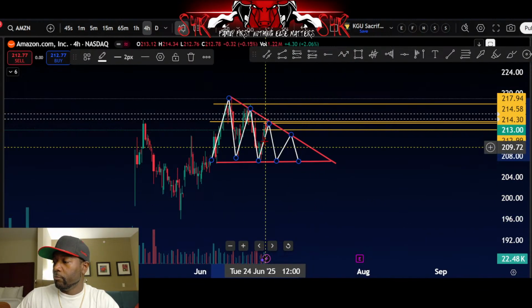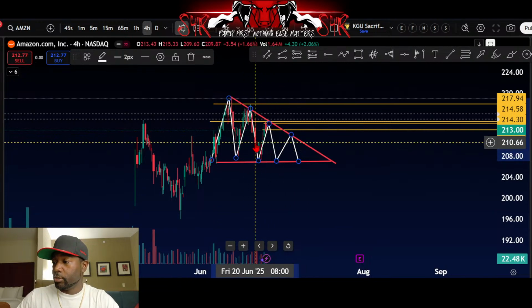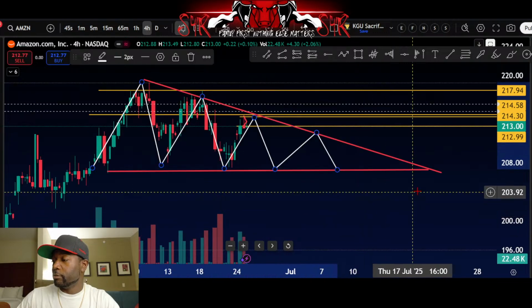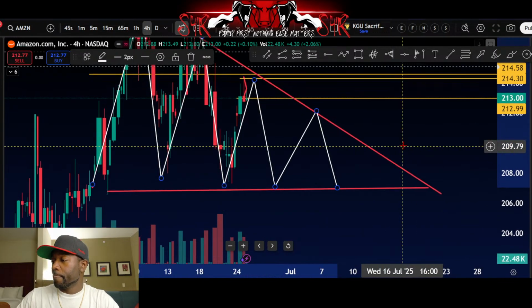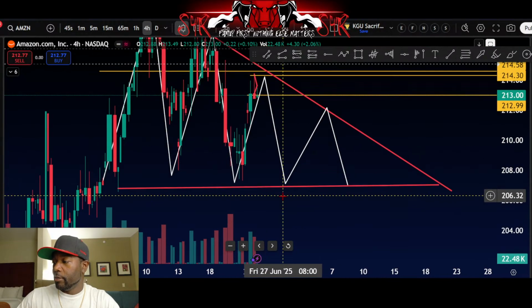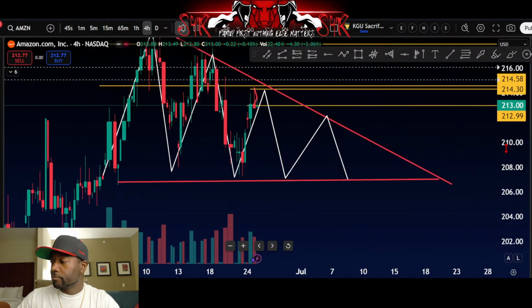So this is a play, y'all, just so you know. This is legit, and this is a pattern to which Amazon is trading, okay? It's trading in a descending triangle fashion, and those are your take profit targets.